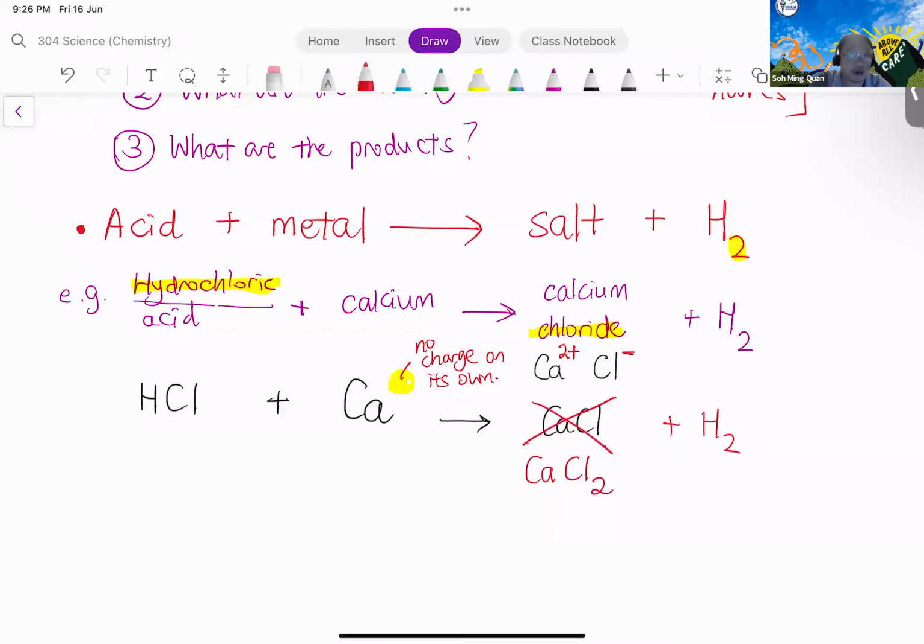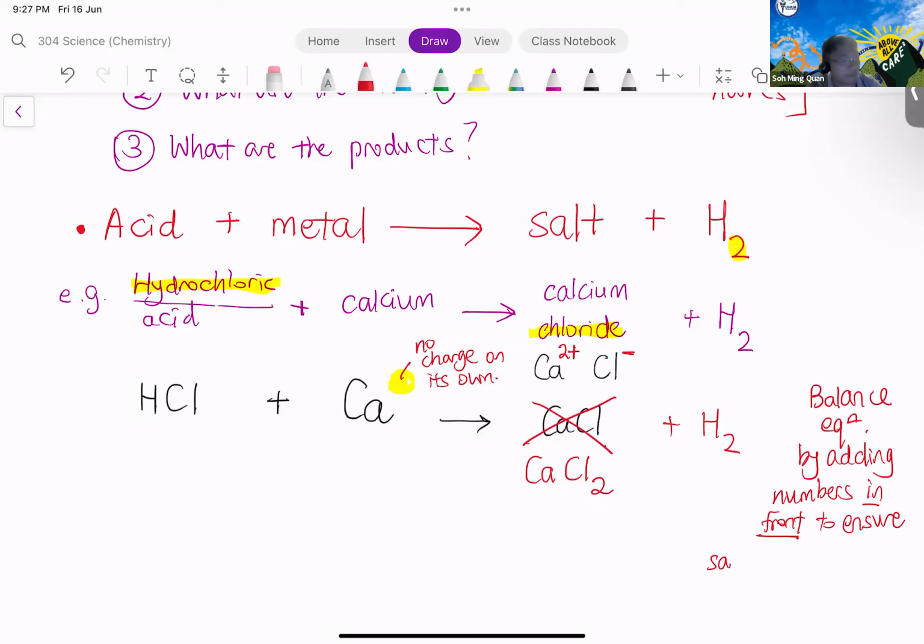Now, once you have done that, the next part is easy. The next part is you balance the equation. You have written the formula correctly. Now you need to balance the equation by adding in numbers in front. You add numbers in front to ensure the same number of atoms on both sides. Okay? What do I mean?